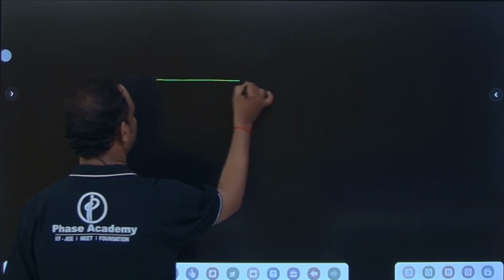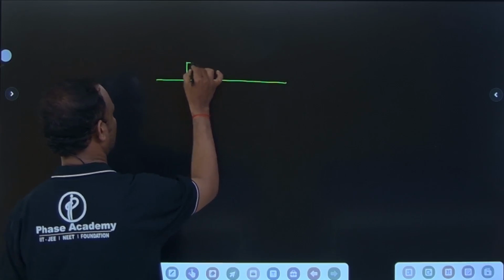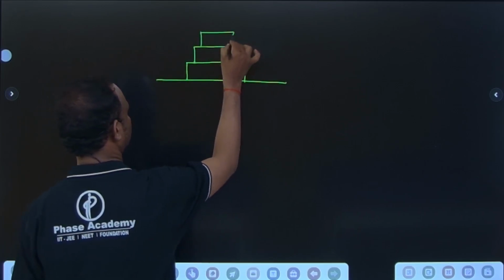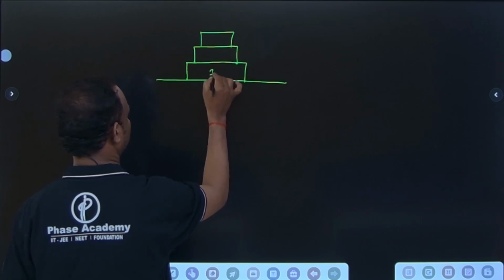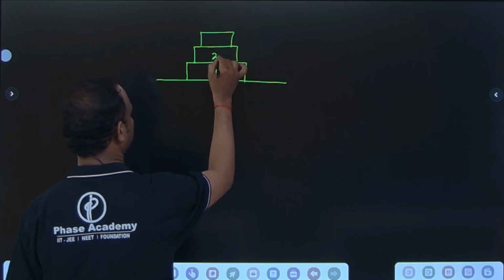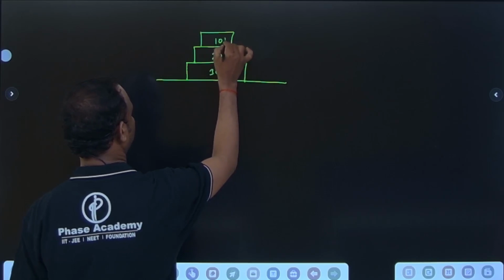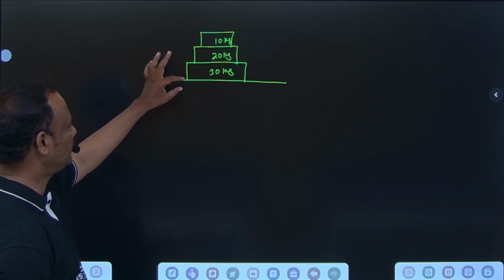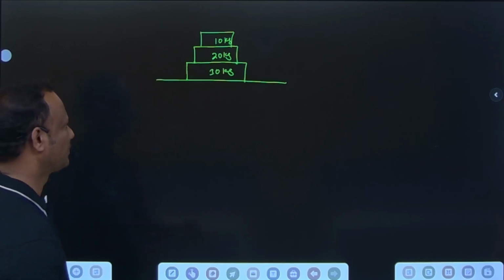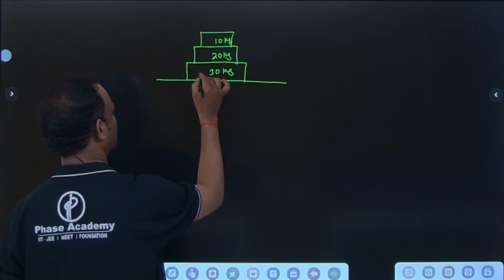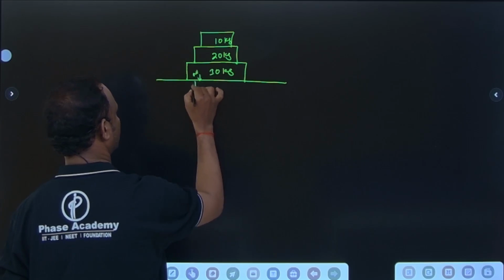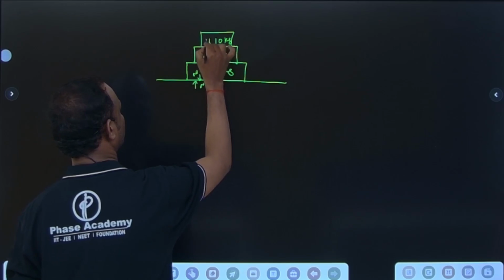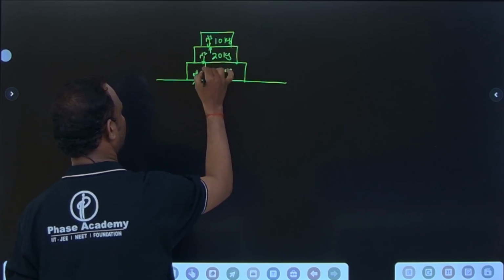Let us take one more example. This is a horizontal surface, and there are three masses: 30 kg, 20 kg and 10 kg. If asked for the normal force between the ground and the 30 kg mass, let it be N1. Let the others be N2 and N3.